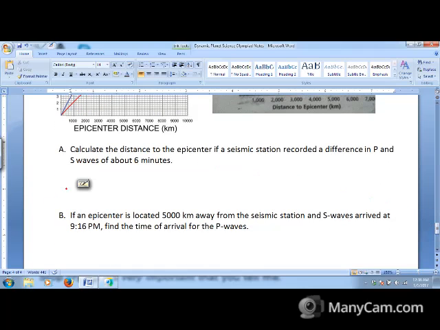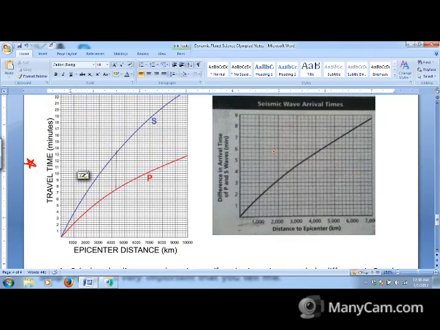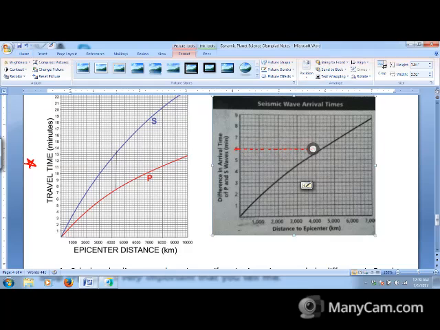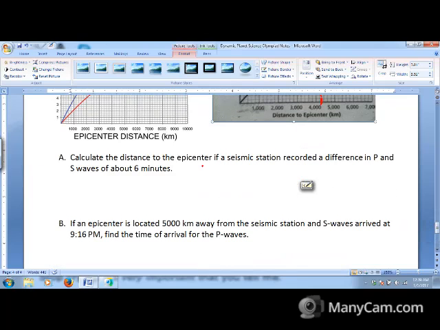So I have some questions. Part A. Calculate the distance to the epicenter if a seismic station recorded a difference in P and S waves of about 6 minutes. Okay, what you're going to do is you're going to either go up to this graph or this graph, and you're going to find 6. Okay, remember the y-axis says difference in arrival time of P and S waves. So since that was 6, we're going to go over to where the graph is, and we're going to go straight down to the x-axis. Okay, so that looks like it's about 4,200 kilometers, which we can write as our answer.